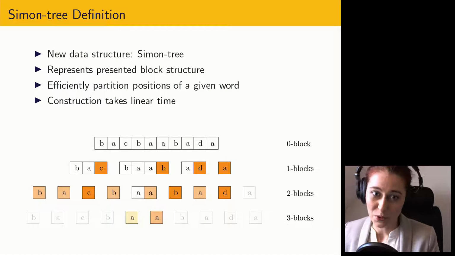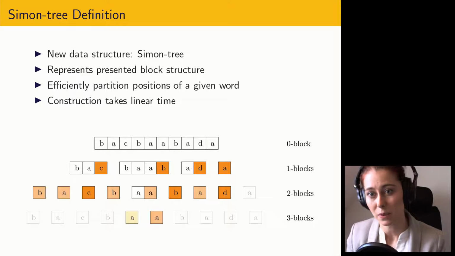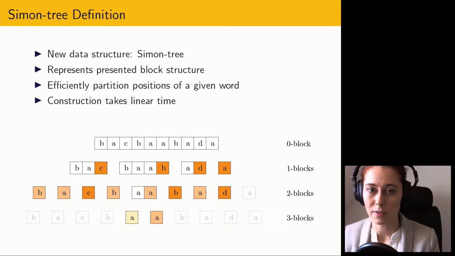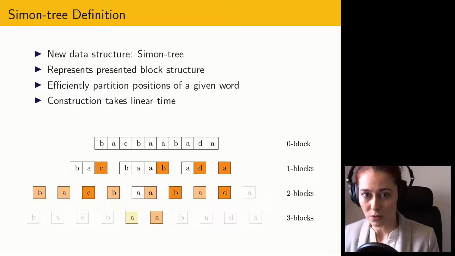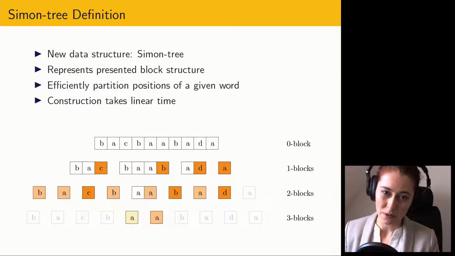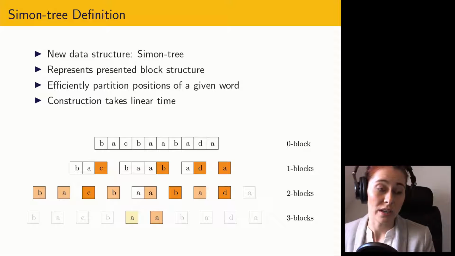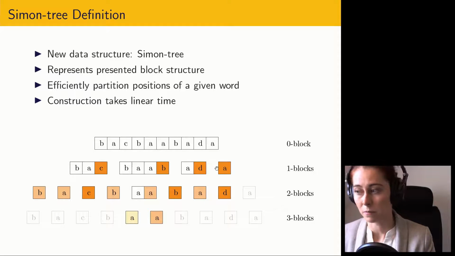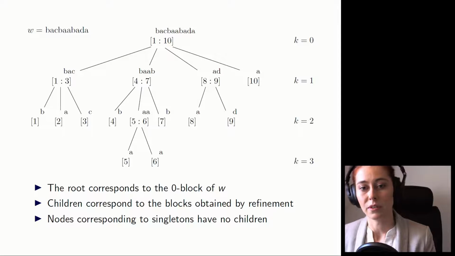Yeah, thanks again. We saw now how a word can be partitioned into blocks of starting positions with regard to the Simon equivalence of suffixes of a word starting on these positions. On our road to examine the equivalence of 2 words, we transform the blocks we see here into a tree data structure. And for our tree, each level shall correspond to 1 row of blocks. The Simon tree is defined to be a rooted ordered tree. So the root corresponds to the 0 block of W, which is the word W itself.